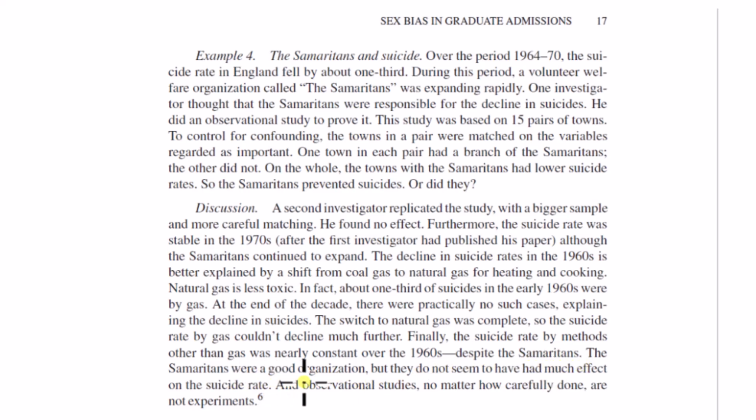The Samaritans were a good organization, but they do not seem to have had much effect on the suicide rate. And observational studies, no matter how carefully done, are not experiments. But I mean, even to me, that's just a theory as well. The switch from coal gas to natural gas, there's definitely an association there, just like there's an association with the Samaritans. But that's just an observational study as well. I'm not saying that the author of this book's conclusion is wrong. I'd have to read more in detail, but just pointing out no study is perfect.